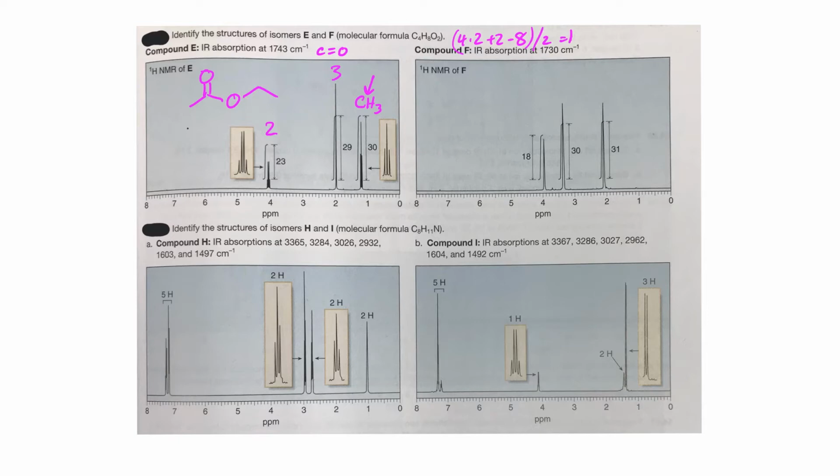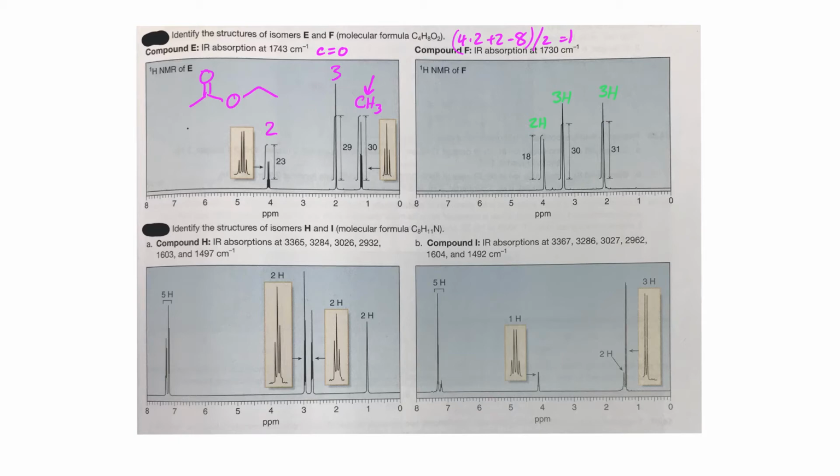Moving on to compound F, we have the same formula, the same HDI, and it appears that we have 3 signals, much like we had before. And you can see that these 3 signals are, again, in the same approximate ratios, 3 to 3 to 2. Another big clue is that these 3 signals are all apparently singlets. They do not have any splitting patterns to speak of. So we have 3 different hydrogen regions that are not adjacent to any other hydrogen regions. So that makes it a little more interesting to solve.